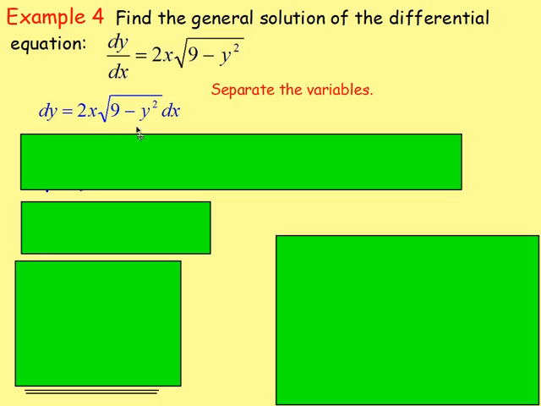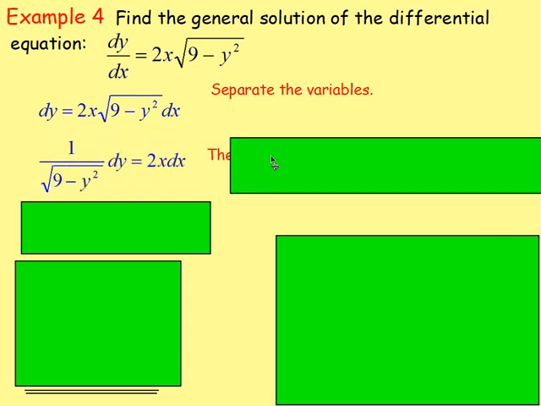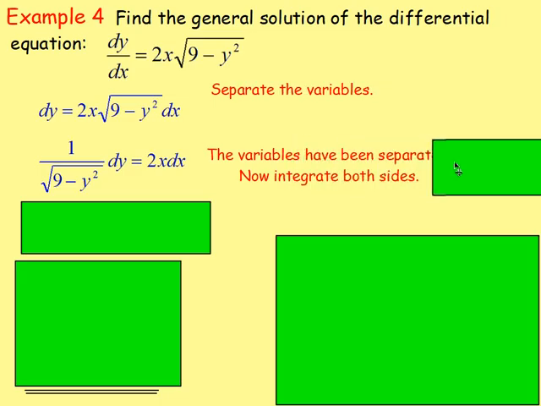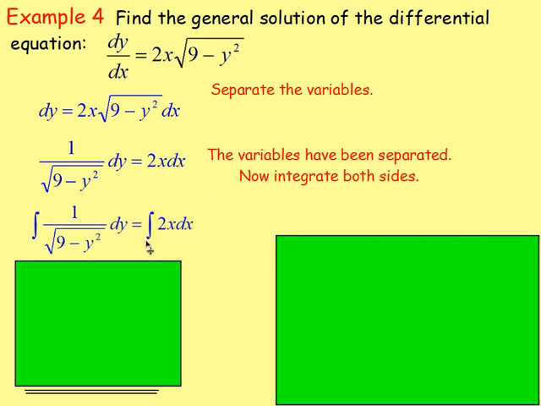After that, well, we've got y's and x's on this side, so let's divide both sides by the square root of 9 minus y squared. If you do that, then you will get 1 over the square root of 9 minus y squared, dy, and that will equal, we'll be left with 2x and a dx. As you can see, the variables have been separated, so you integrate both sides. So let's integrate this fraction and integrate the 2x dx.